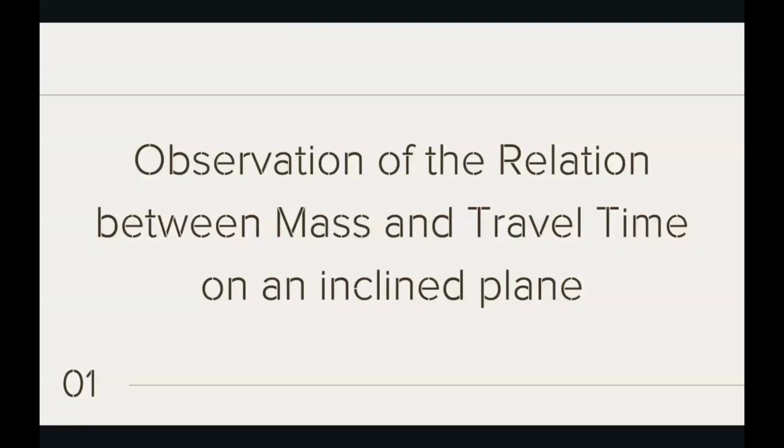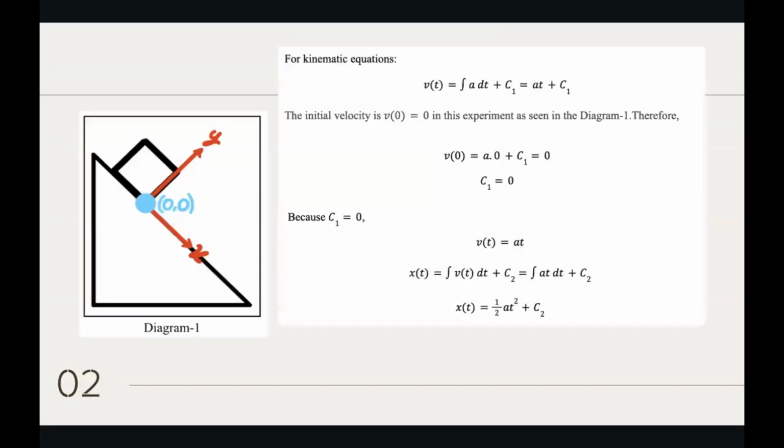Esma from Chemistry Department. This video will be about my Physics 101 lab project. The experiment's objective is to investigate the relation between the masses of the objects and travel time on an inclined plane. This project aims to experimentally justify the claim that the mass has no correlation with travel time. So let's continue with the theoretical parts.